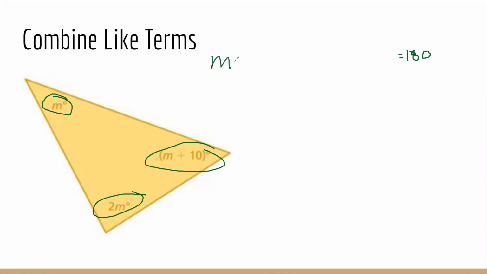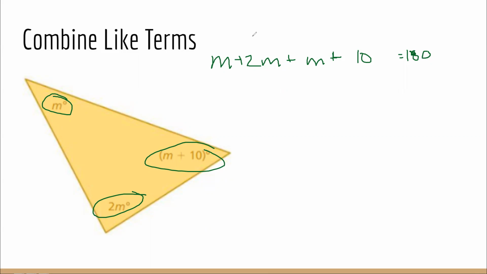So we have m plus 2m plus m plus 10, and that equals 180. Now we're just going to have to combine like terms.